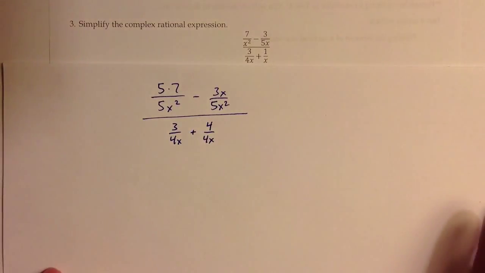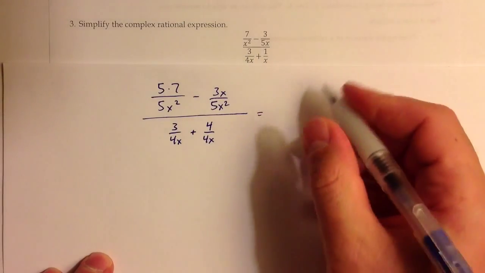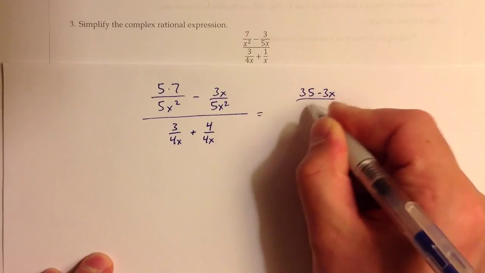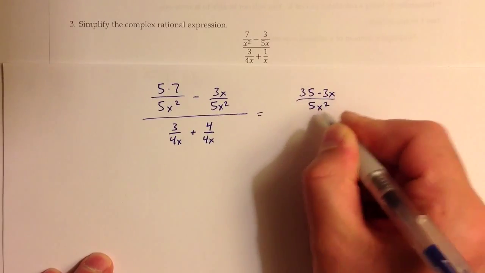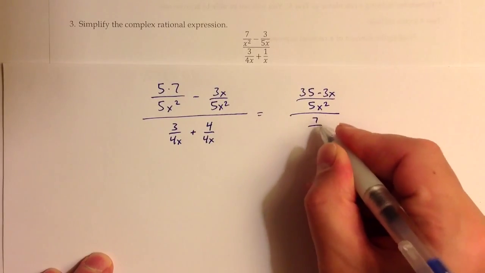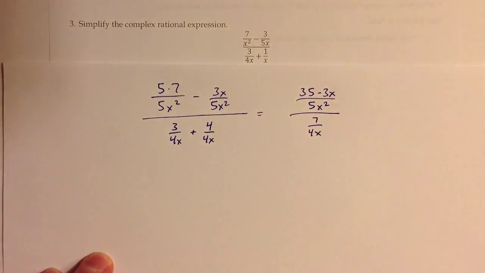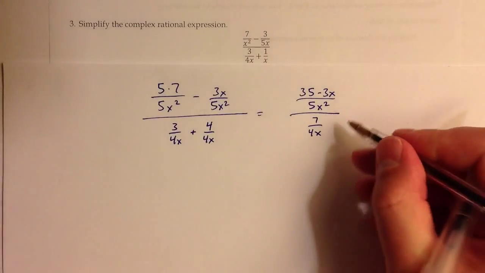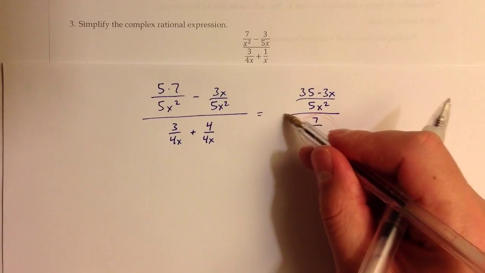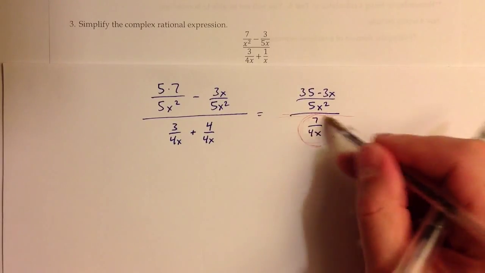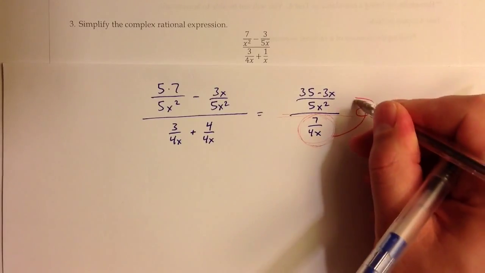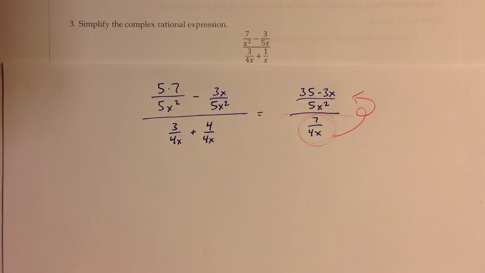So the single fractions that we can create and then simplify, we get 35 minus 3x over 5x squared, and in the denominator 7 over 4x. So the next step in our simplification, I can think of dividing by this rational expression. The overall expression is saying divide by 7 over 4x. But dividing is the same as multiplying by its reciprocal.